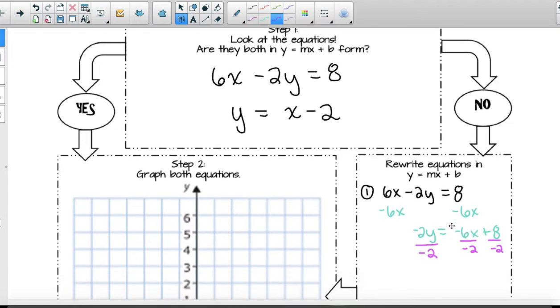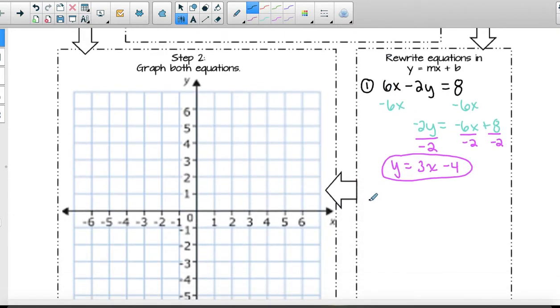And we will have y equals negative 6 divided by negative 2 is a positive 3x, and a positive 8 divided by negative 2 is a negative 4. This is now the first equation we're going to use. The second equation, y equals x minus 2, is already in slope-intercept form, so that means that our second graph will be y equals x minus 2.